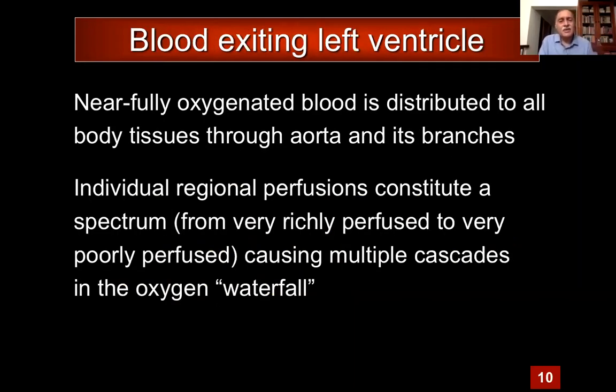The blood exiting from the left ventricle, which is fully oxygenated, is distributed to all the body tissues through the aorta and its branches. And these then go to the individual regional perfusion. We know that the body is divided into very richly perfused organs, moderately perfused organs, and very poorly perfused organs. And this results in multiple cascades in this oxygen waterfall. Depending upon which tissue is being supplied, the gradient between the blood coming through that branch of the artery supplying that particular organ and the tension in the tissues of that organ will vary, resulting in a different amount, or a multiple cascade, of oxygen.